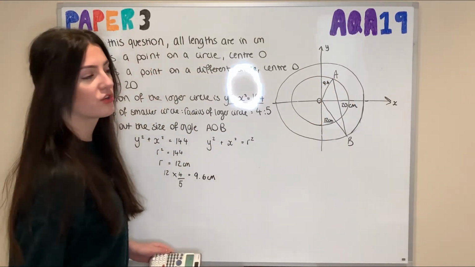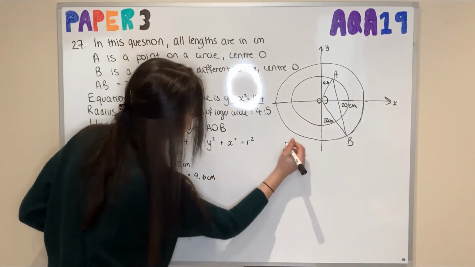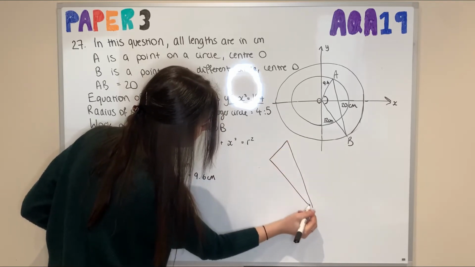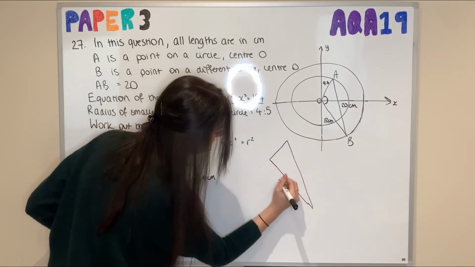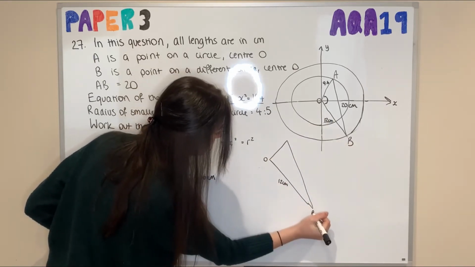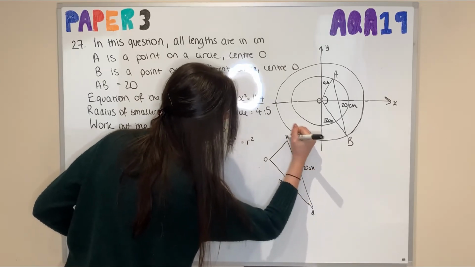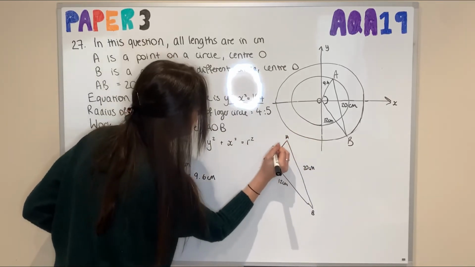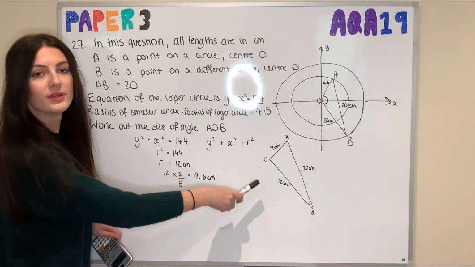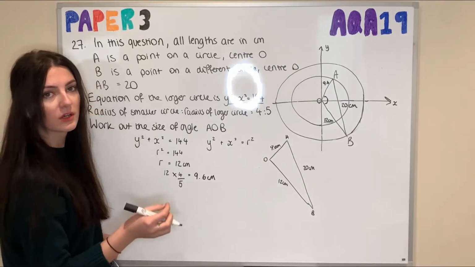So we can draw our triangle out so that we know what this angle is. So it's something like this. Obviously this is not accurate. 12 centimetres here, which is the O to B, and then B to A is 20 centimetres as the question stated, and then O to A is 9.6 centimetres. So we have all the sides, however we have no angles. So for this one we will use the cosine rule.